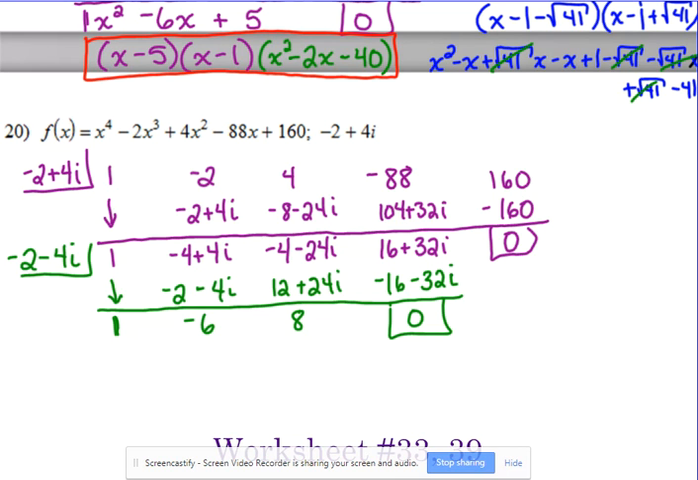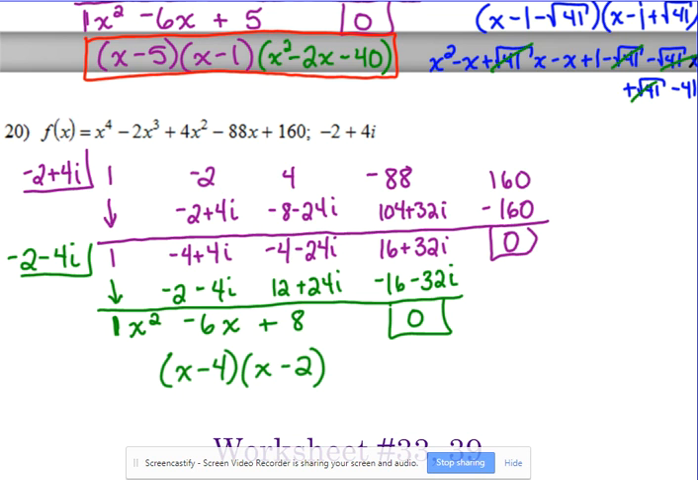We started with x to the 4th. We did synthetic division once. That's x cubed. We did it again, so that's x squared. Can we factor this? I'm looking for somebody to say, yes, Ms. Redmond, we can factor that. Yes, Ms. Redmond, we can factor that. Thank you. x minus 4 times x minus 2.